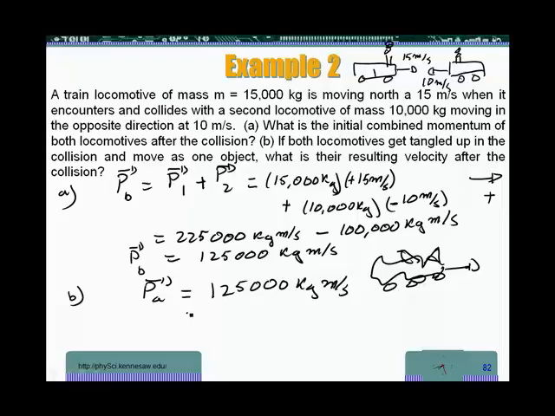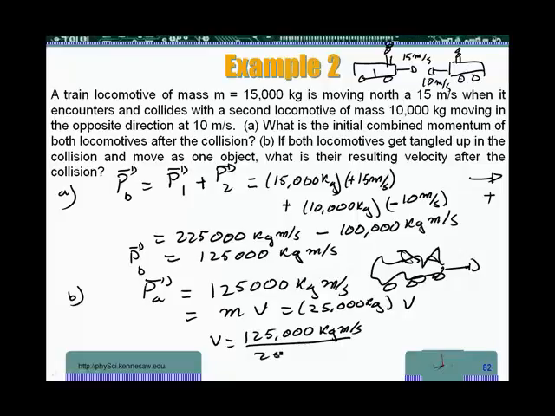Now, so what's the velocity? We know that momentum is given by mass times velocity. In this case, the mass is going to be the combined mass of both of them, which is 15,000 kilograms plus 10,000 kilograms, which is 25,000 kilograms, times my unknown velocity. And we solve for the velocity, so it is 125,000 kilogram meter per second divided by 25,000 kilograms. And that gives us 5 meters per second. That's my final answer.